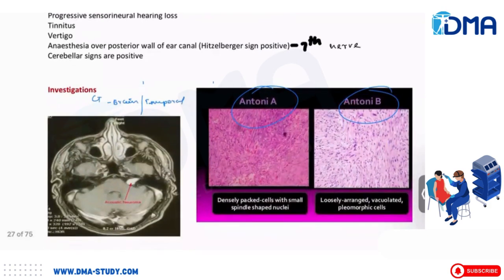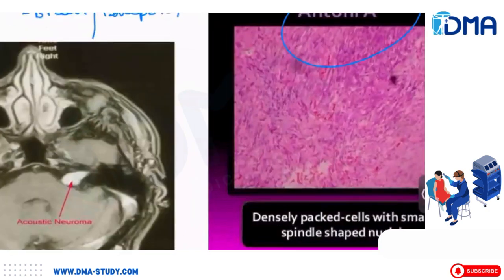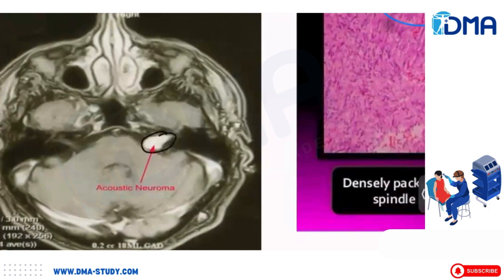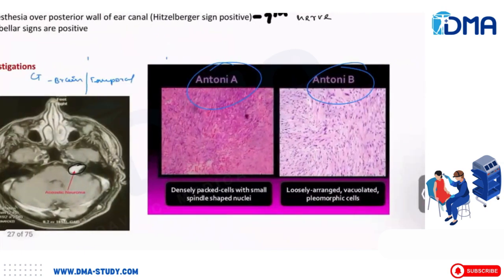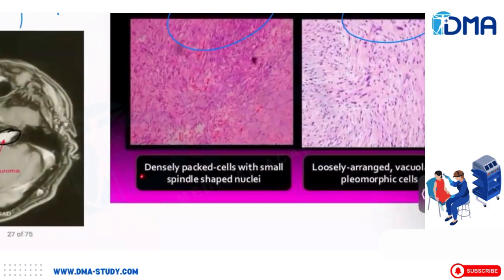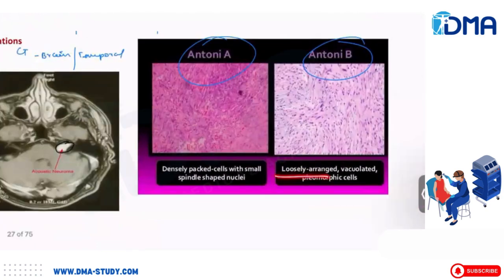For confirming the diagnosis, I'm going to take a CT scan, CT brain or CT double bone. So I could see the contrast enhanced appearance of the tumor. Now I'm going to take histopathology from the tumor site. That is going to give me two types of pattern. Antoni A pattern, where there will be densely packed cells with small spindle-shaped nuclei. Number 2, loosely arranged, vacuolated, pleomorphic cells.